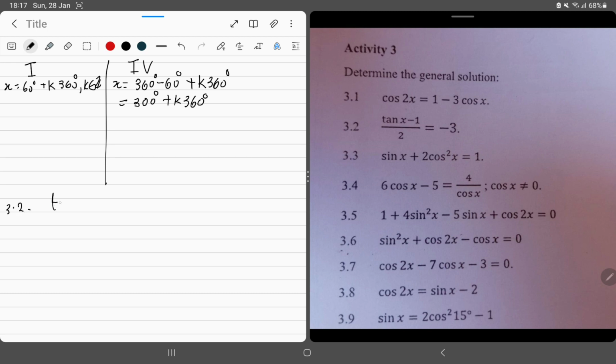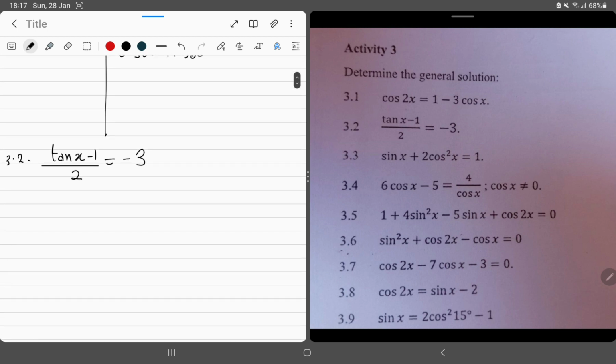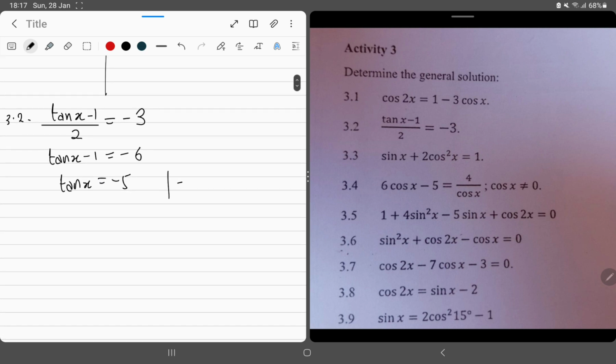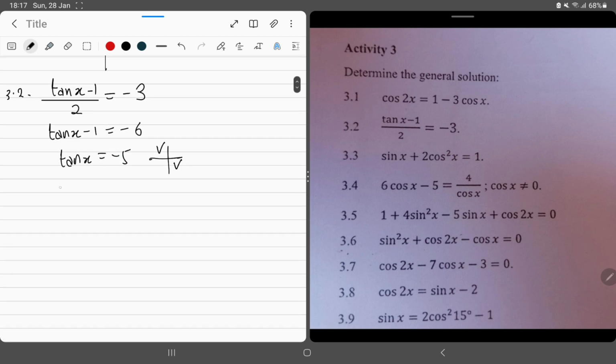3.2: tan x minus 1, all over 2, is equal to negative 3. Then I'm going to multiply both sides by 2. This is tan x minus 1 is equal to negative 6. Tan of x is equal to negative 5. So I'm going to work in quadrants where tan is negative, and that is quadrant 2 and quadrant 4.